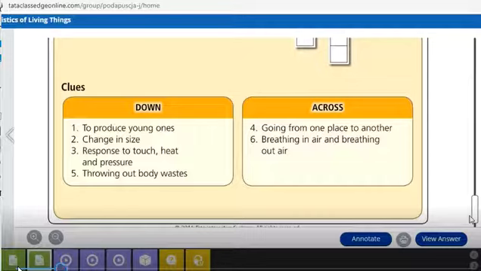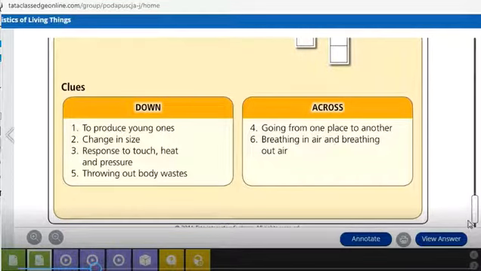Second, change in size means growth, it happens in the living beings. Then response to touch, heat and pressure, it means stimulus, or you can also write sensitivity. Next, throwing out body waste, it means the removal of waste product, that is excretion. When you see towards the across side, going from one place to another, it means movement, or you can also write locomotion.